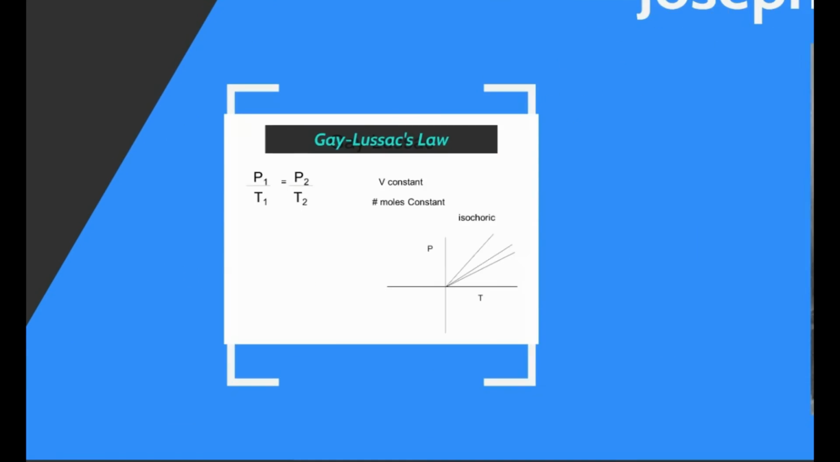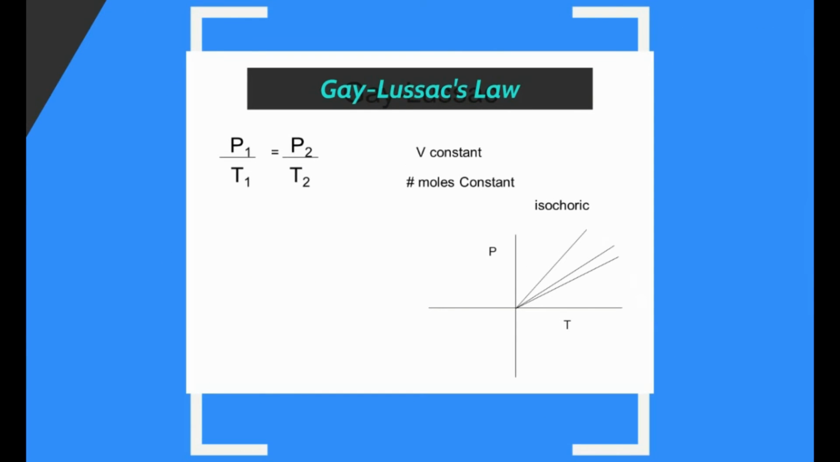There's Gay-Lussac's. Without looking at this, you can still see it on my chest. Look at the formula. Tell me if that's direct or indirect. Direct. It's direct. Because they go straight across. No, well, they don't go straight across. They do a fraction kind of thing.